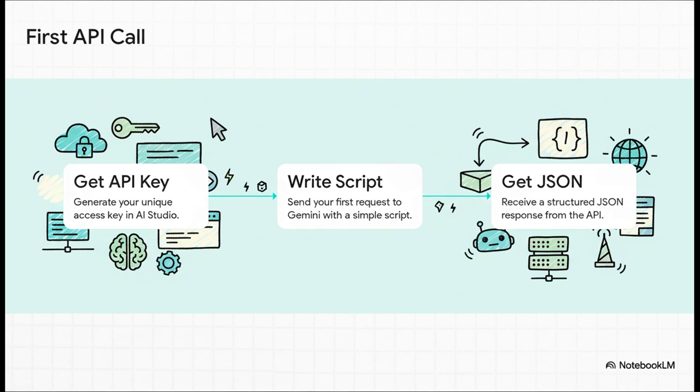It's really just 3 steps. First, you get your API key. Just think of it as your unique password that lets you talk to the AI. Second, you write a tiny, simple script to send your first message. And third, you get a response back in this really neat, organized format called JSON. It's like getting a perfectly structured report instead of just a jumbled mess of text. That's it. That's your hello world moment.